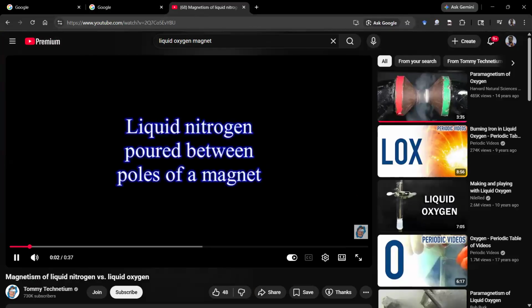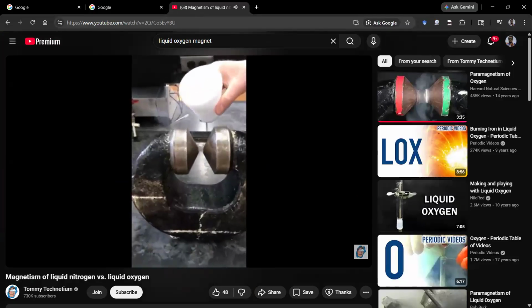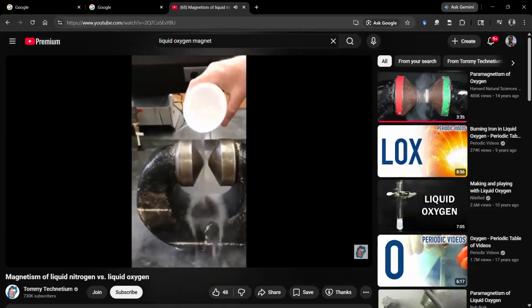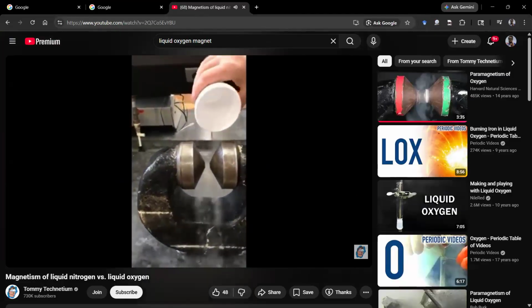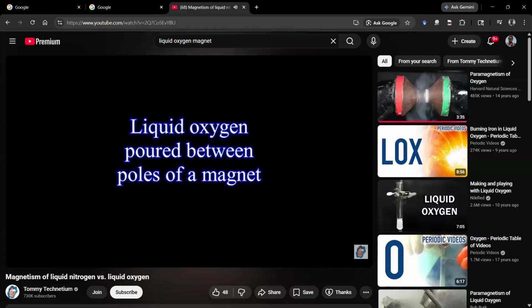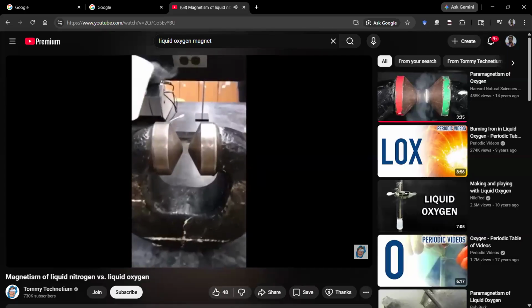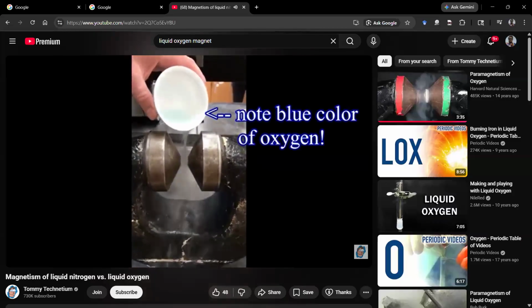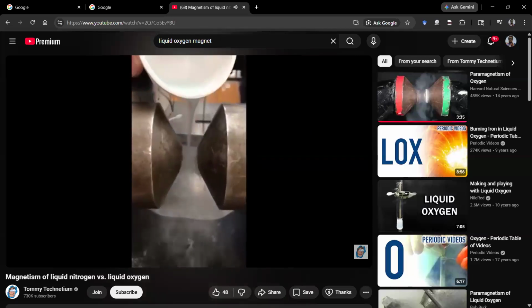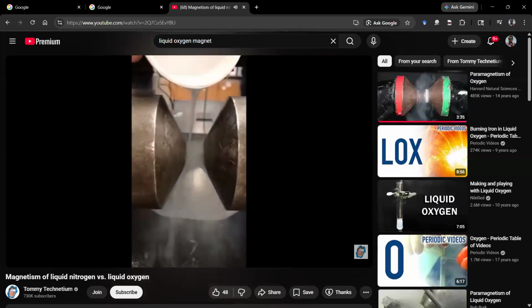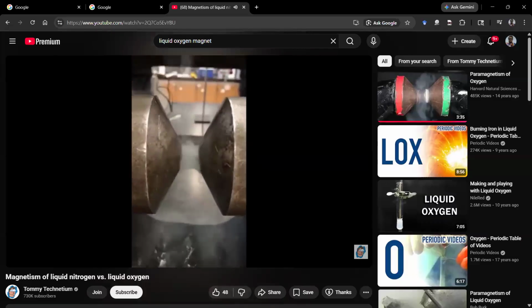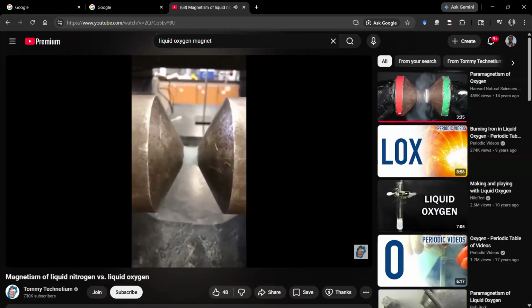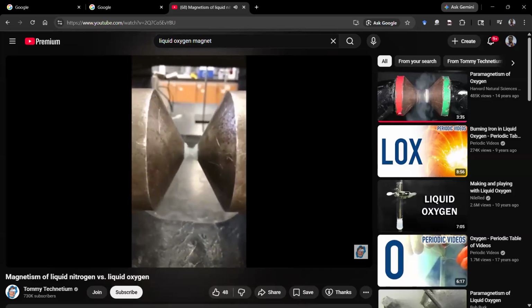All right, so here's a picture of liquid nitrogen poured between the poles of a magnet and liquid oxygen being poured. So here's liquid nitrogen. It just flows right through like nothing. All right, nitrogen is a singlet. Now here's oxygen. Can you see that? That's not the best picture in the world, but you can see that it condenses right in the middle. It doesn't just pour right through. There's a small amount. There you go. That liquid oxygen gets stuck there because oxygen is magnetic.